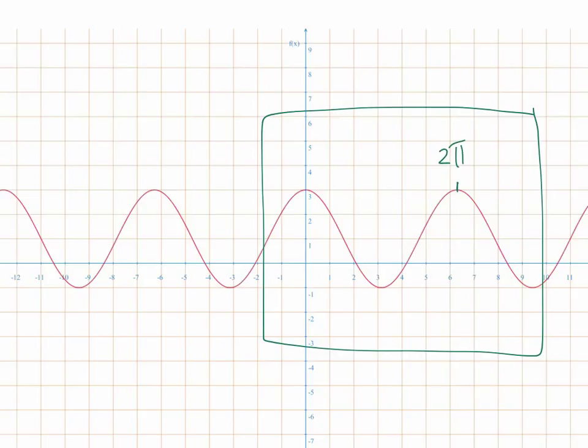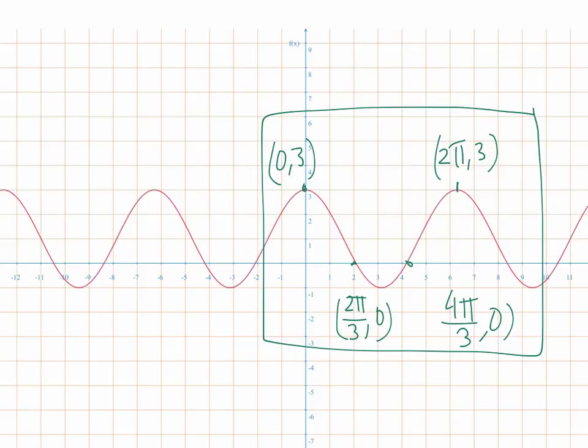That's 2 pi 3. That's the y-intercept we found before, which is (0, 3). Here are the intercepts that we found before, (2 pi on 3, 0) and (4 pi on 3, 0). And lastly, this turning point down here, that's (pi, -1).